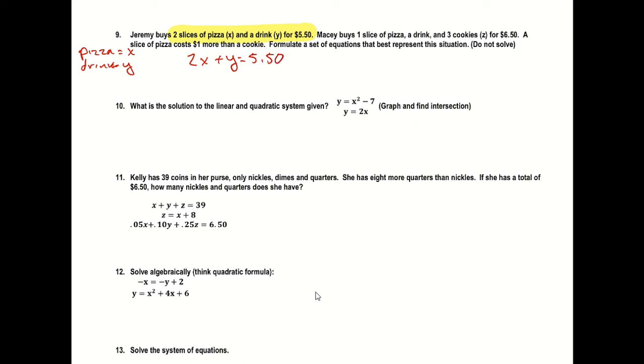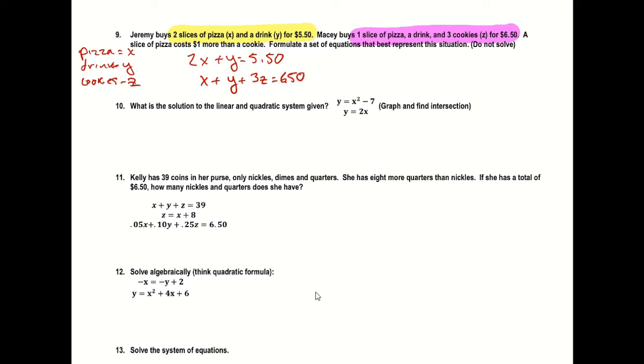Now we have Macy, who buys 1 slice of pizza, a drink, and 3 cookies, Z. So we've got another variable, cookies, Z, for $6.50. So we have 1 slice of pizza, X. We have 1 drink, Y. We have 3 cookies, Z, and this equals $6.50.